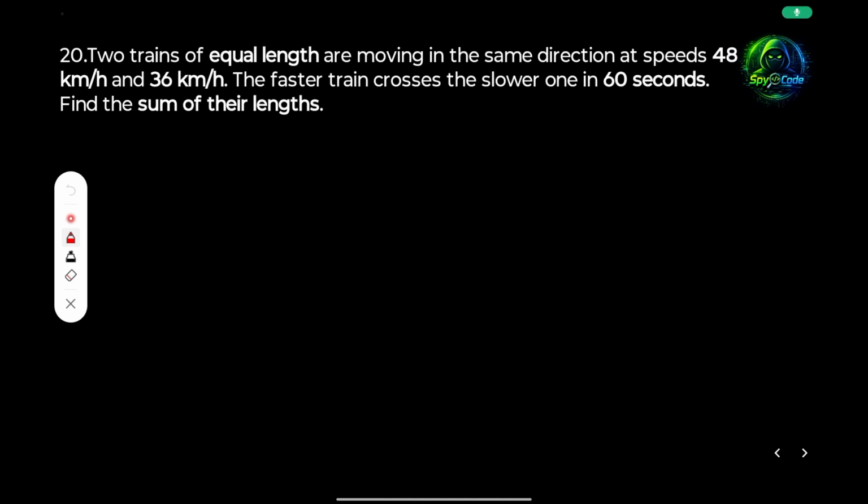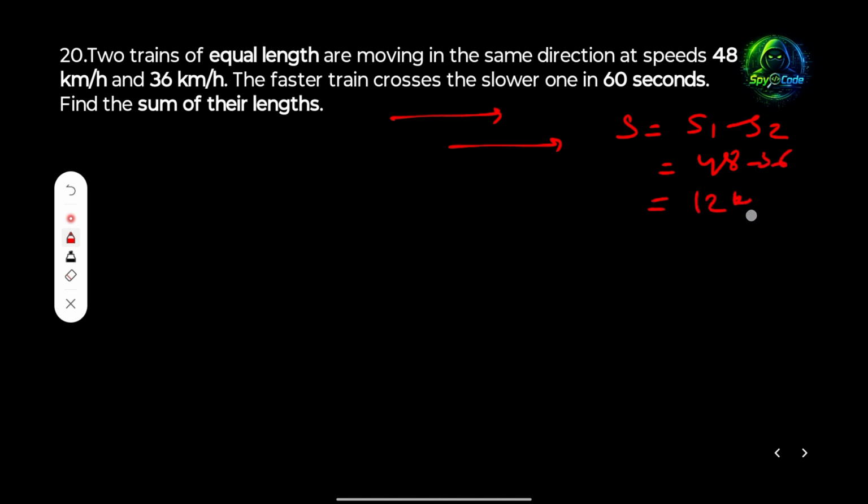Okay. So two trains of equal length are moving in the same direction. Okay, they are moving in the same direction at a speed of 48 and 36. So speed will be s1 minus s2, 48 minus 36, it is 12 kilometers per hour. Okay. So the faster train crosses the slower one in 60 seconds. Time taken is 60 seconds.